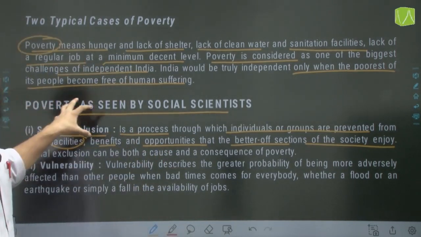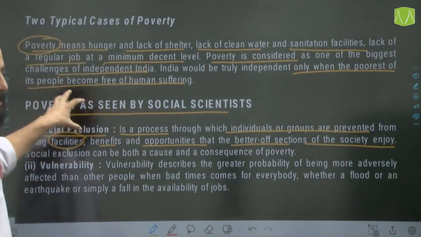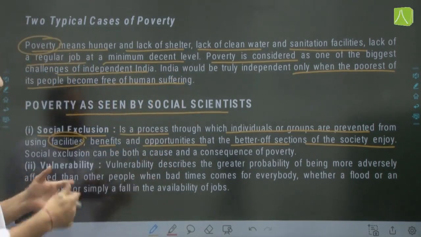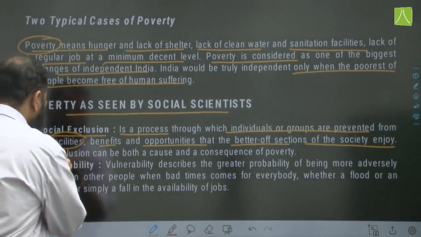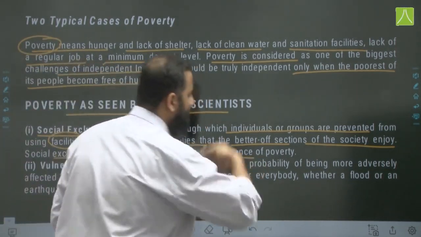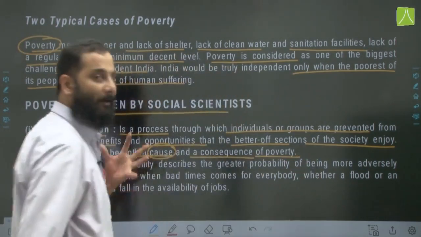सो अब वहां पे फैसिलिटीज प्रॉपर नहीं थी, तो वैसे ही वही सोशल एक्सक्लूजन हो गया जहां पे इन लोगों को एक्सक्लूड कर दिया जाता है, ये अलग हो जाते हैं सोसाइटी से, इनको सोसाइटी का हिस्सा नहीं समझा जाता. सो देयरफॉर सोशल एक्सक्लूजन कैन बोथ बी अ कॉज, एक कॉज भी है उसका और कॉन्सिक्वेंस भी होता है उससे, किसका? गरीबी का, पावर्टी का.